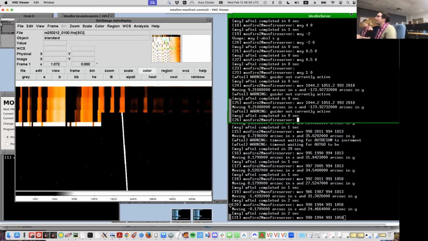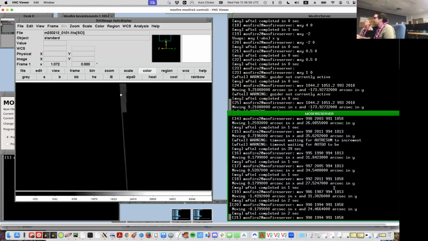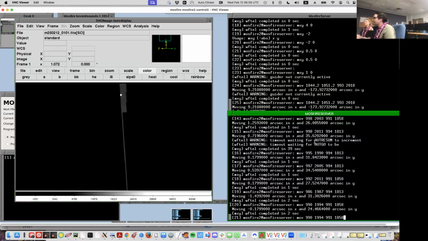Exposure complete. All right, well, there's the standard star. So now I'm going to create a special move mode for it. We want to put it minus 0.3, I'd say. We want it to wind up around here. We want to put it at 994/1985. This is where we want it to wind up at.